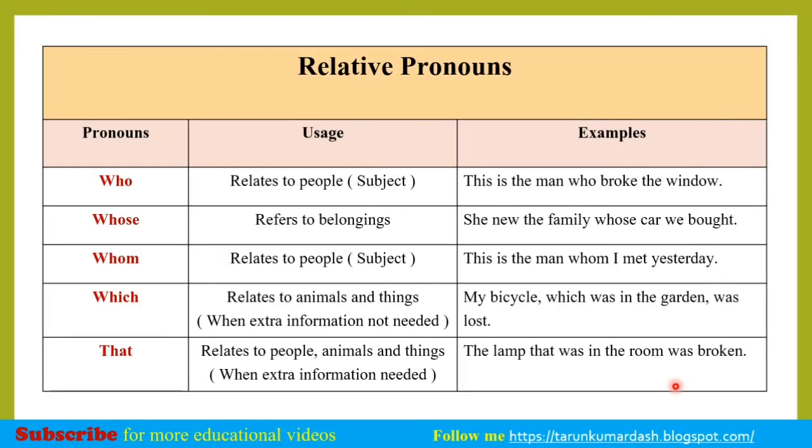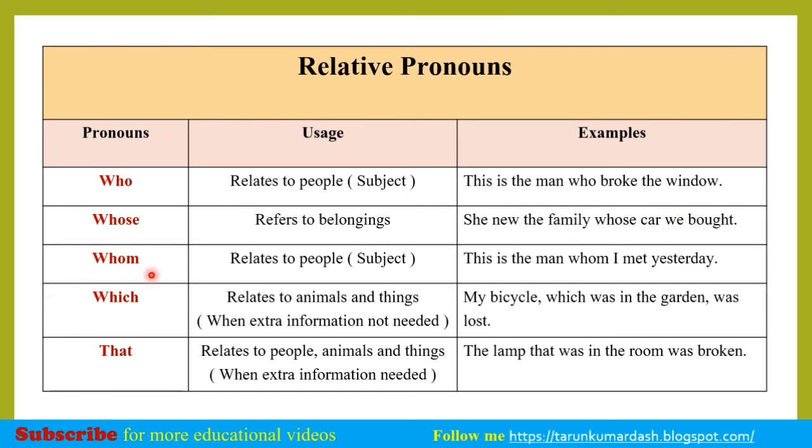Now, here you can have a comparative statement in a tabular format, about relative pronouns. Pronouns like who we can use to relate to people. The people are the subject. For example, this is the man who broke the window. Similarly, whose refers to belongings, the possessions. She knew the family whose car we bought.